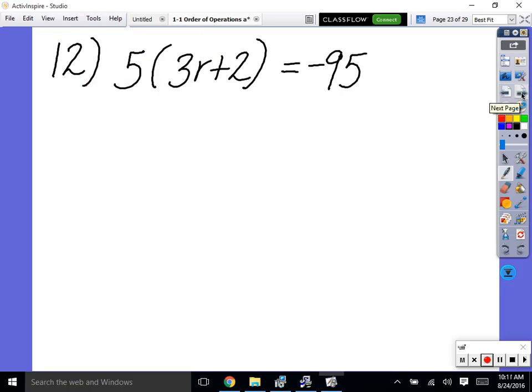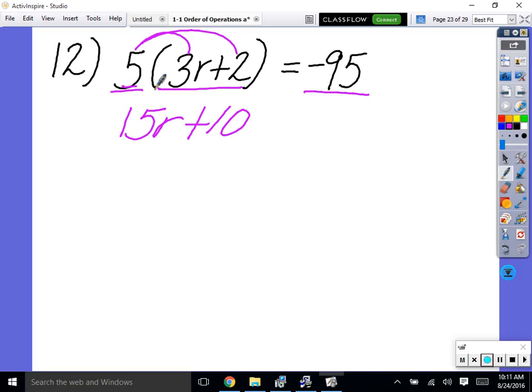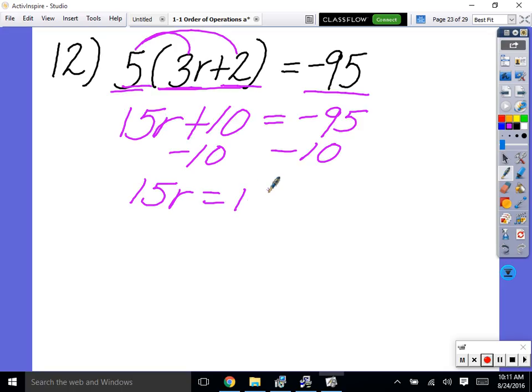Let's do number 12 together. So we have 5 times all that stuff is equal to negative 95. So I'm going to distribute once again. So we have 15r's plus 10. I distributed that 5 through here and here. And that's equal to negative 95. So now we'll get r alone piece by piece. Minus 10, minus 10. 15r's is equal to negative 105, right? That should be a negative sign, so I was looking up.